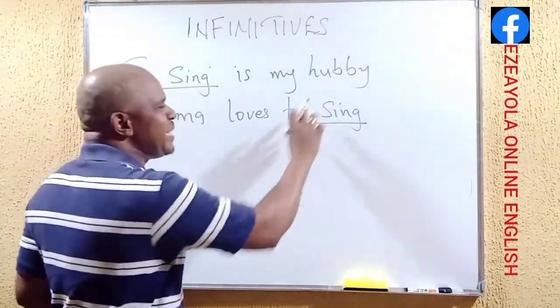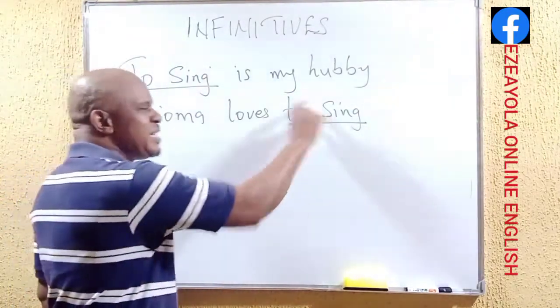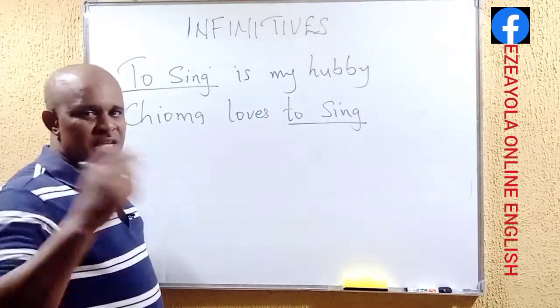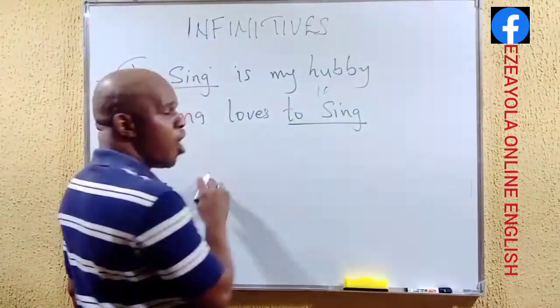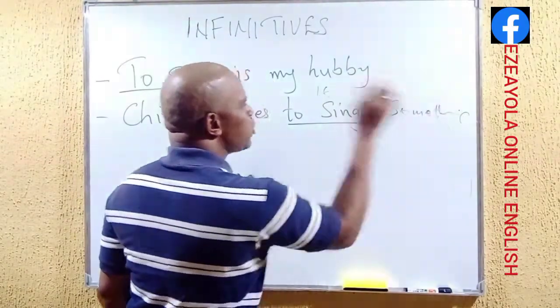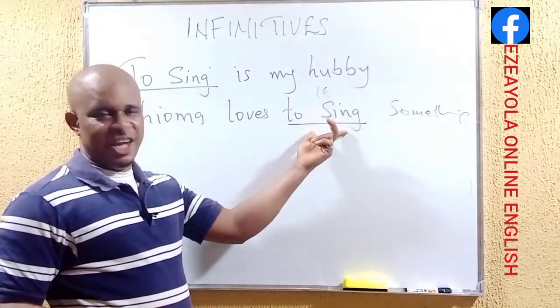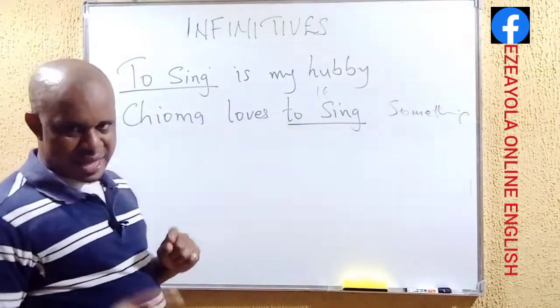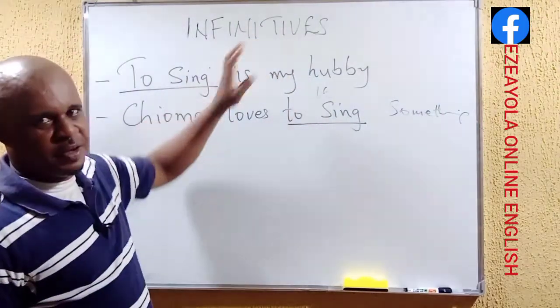So replacing this with a pronoun to prove to us that this is a noun is also not a difficult thing. It is not far-fetched. Chioma loves it, or Chioma loves something. Okay? So this possibility opens our eyes to understand that this is a name. Now, remember I said this type of names, we call them infinitives.